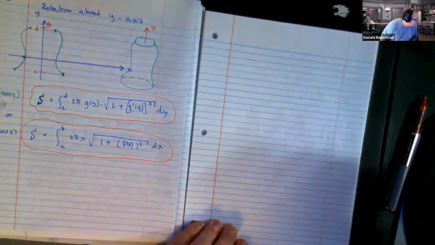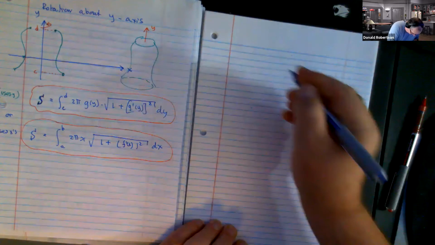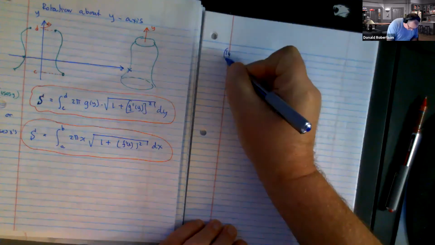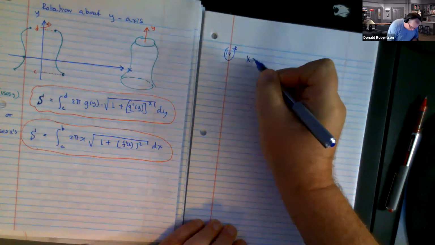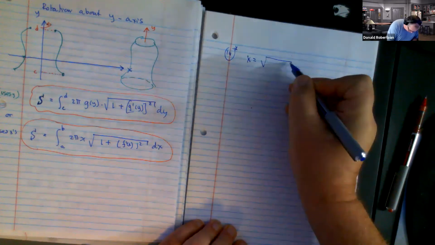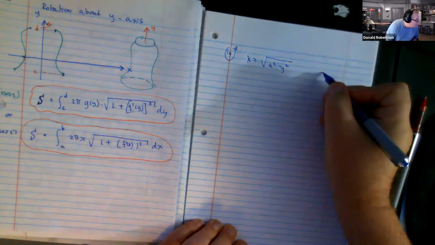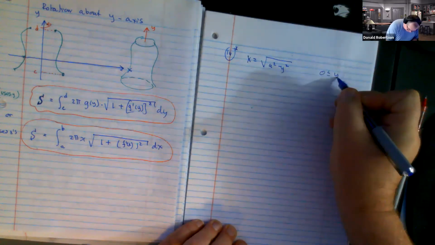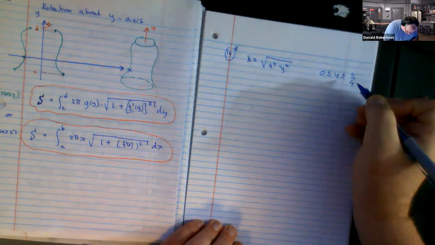This next one, where am I going? It really doesn't matter, they're all ugly. Let's do 14. I have x equals the square root of a squared take away y squared. And y is going to be from there to a over 4. And it's about the y-axis.